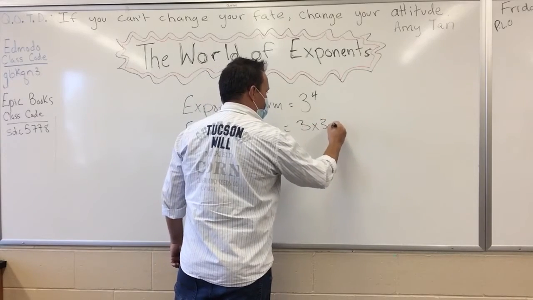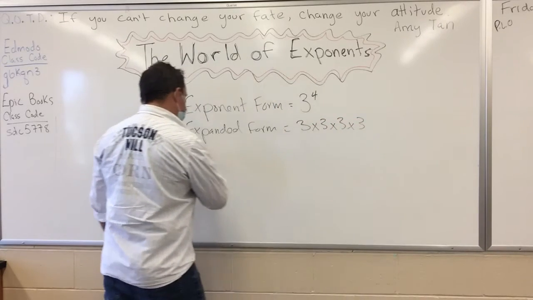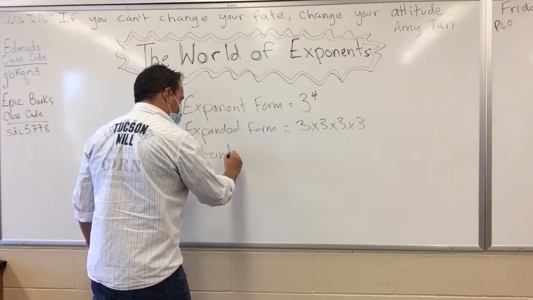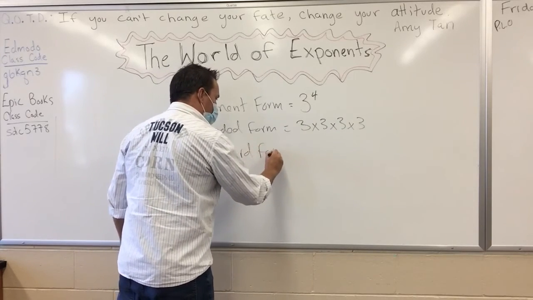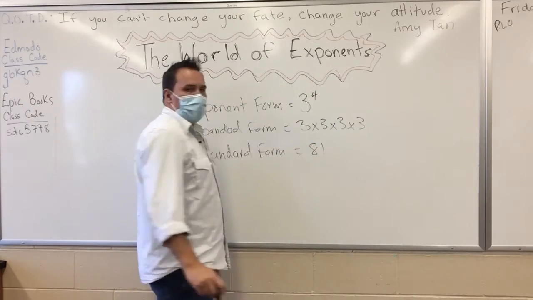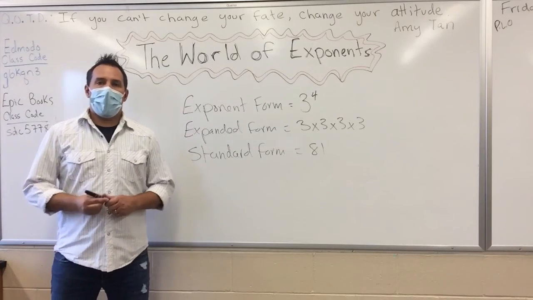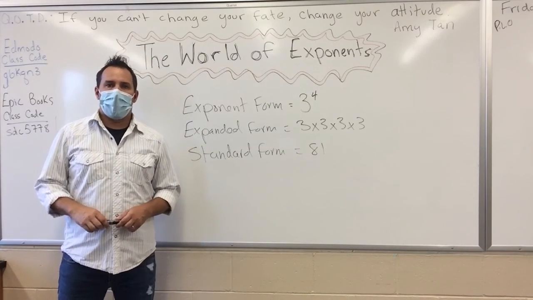3 times 3 times 3 times 3. And standard form is what it looks like in the end when you write out that answer. 81. Okay? Enjoy. Go through. Look at the questions that we have. Work on your practice.